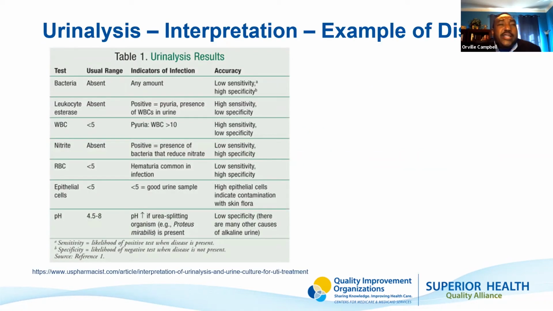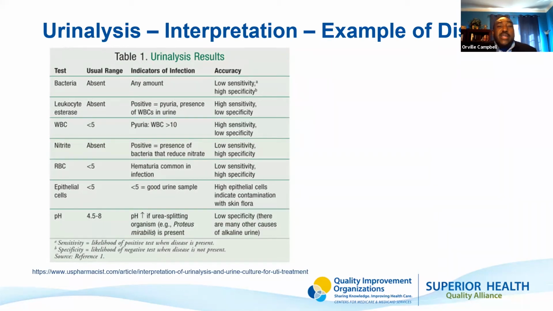Urinalysis interpretation, again, this is an example of a disease. Infection: bacteria should be absent, but if it's present in any amount, that is abnormal. Leukocyte esterase is positive with the presence of white blood cells in the urine. A significant amount is usually greater than 10. Red blood cells, you should not see more than 5.